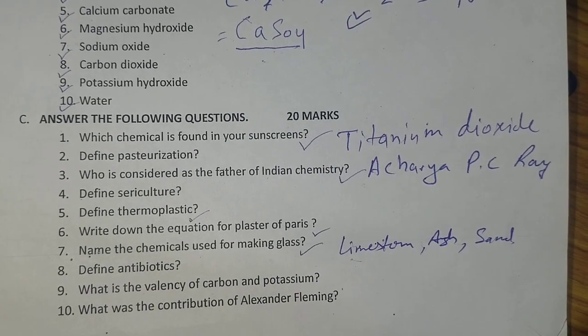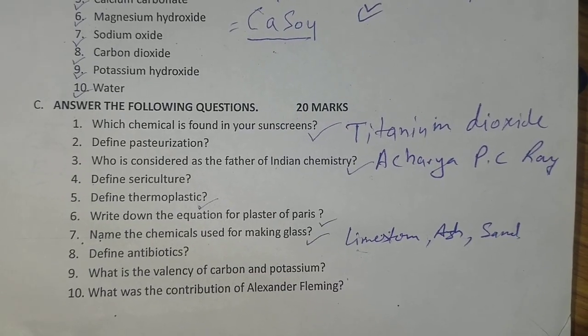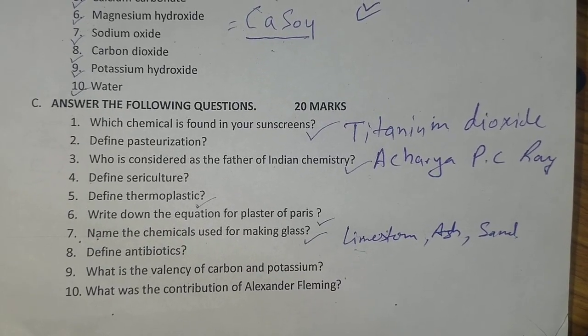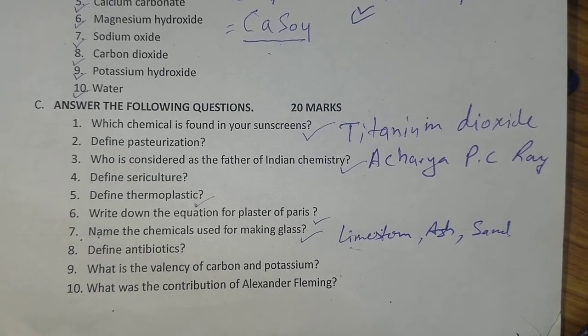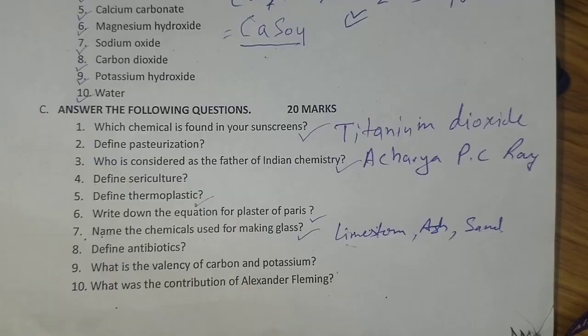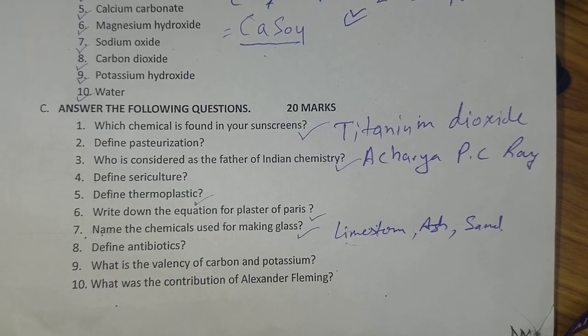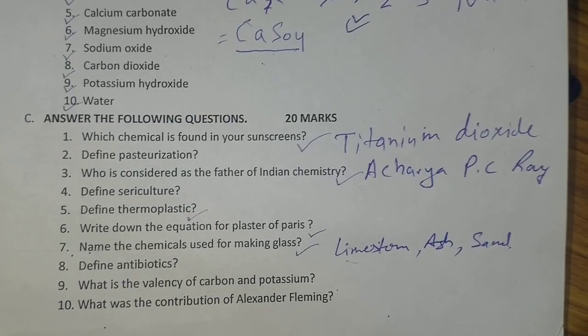So what is the valency of carbon and potassium? Question number 9. Your valency of carbon is 4 and for potassium it is 1. Then the last one is, what is the contribution of Alexander Fleming? Alexander Fleming was the first one to invent penicillin. What is penicillin? The first antibiotic.